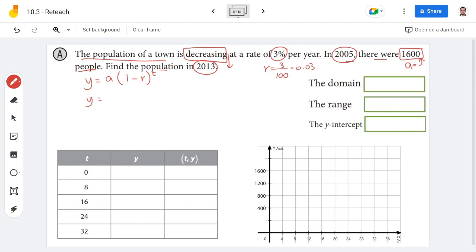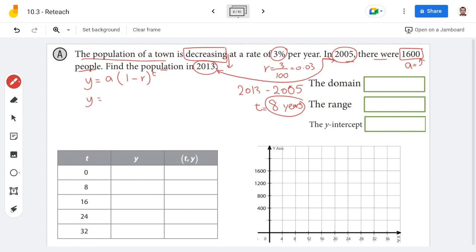So for the time, he gave us the time between 2005 and 2013. So 2013 minus 2005. So it's equal to what? How many years? 8 years, the difference between 2013 and 2005. Okay, now we know that this 8 years represents t.